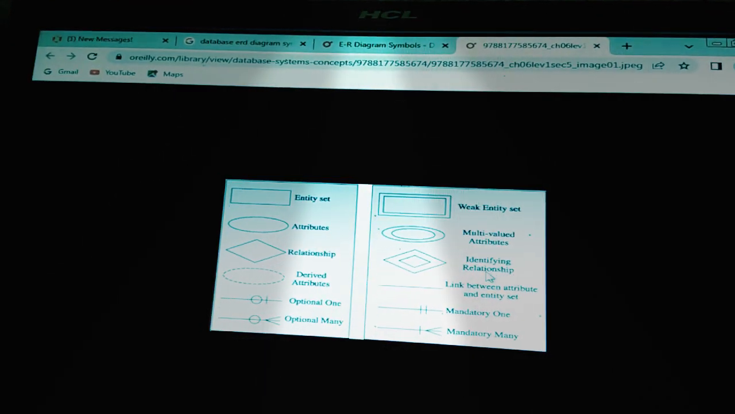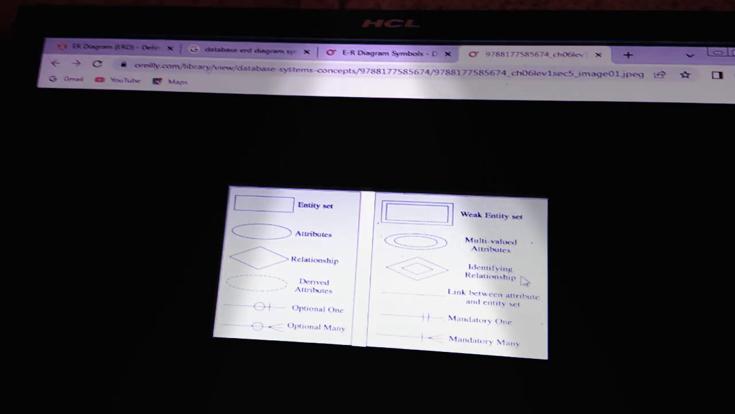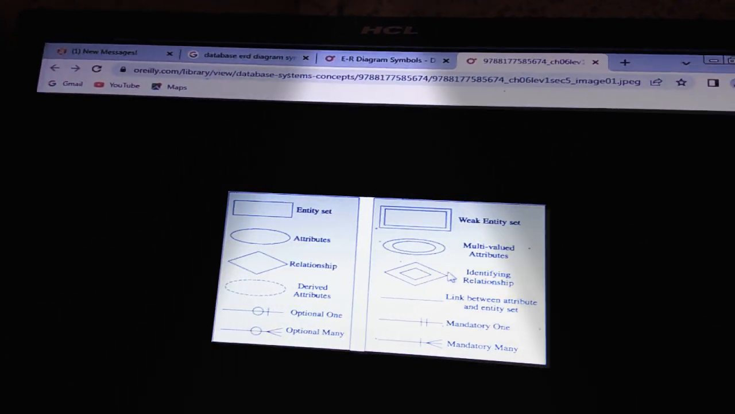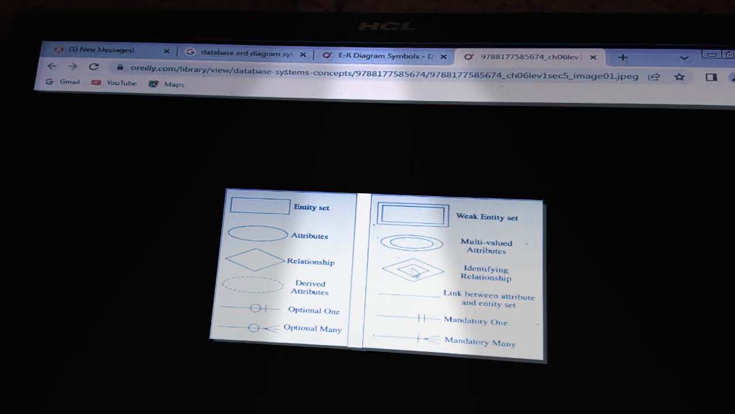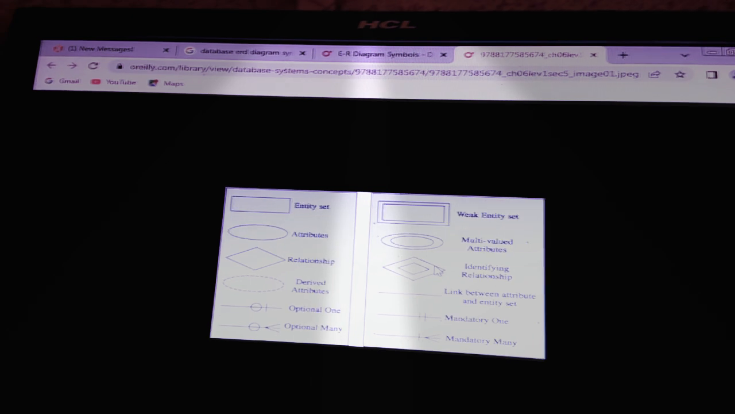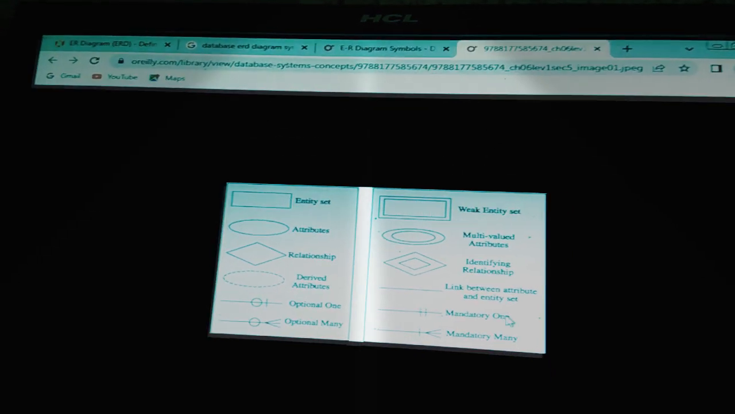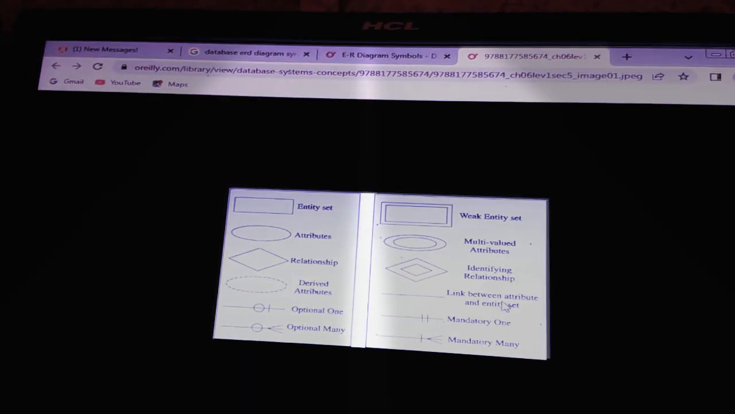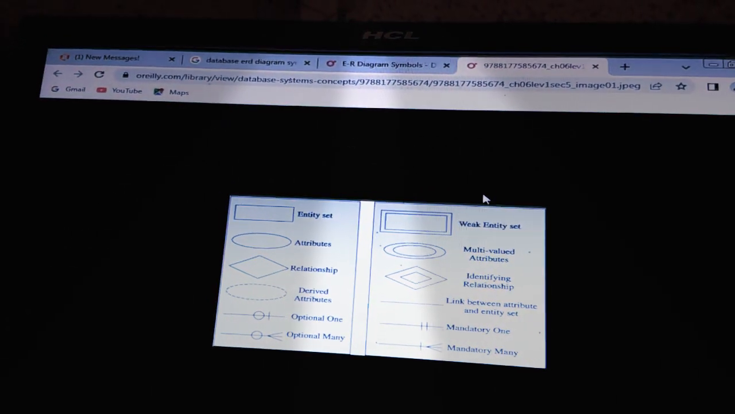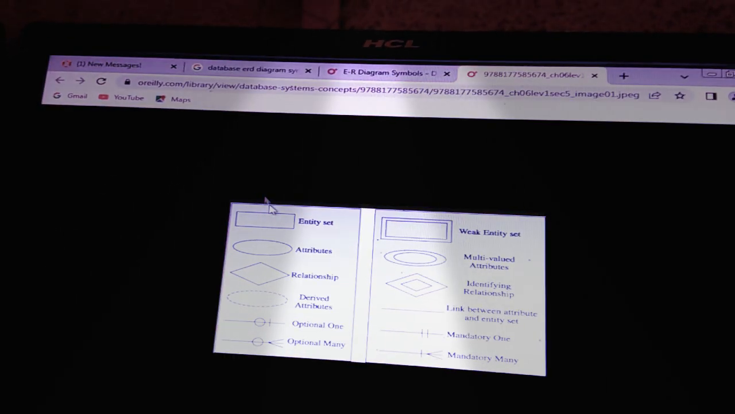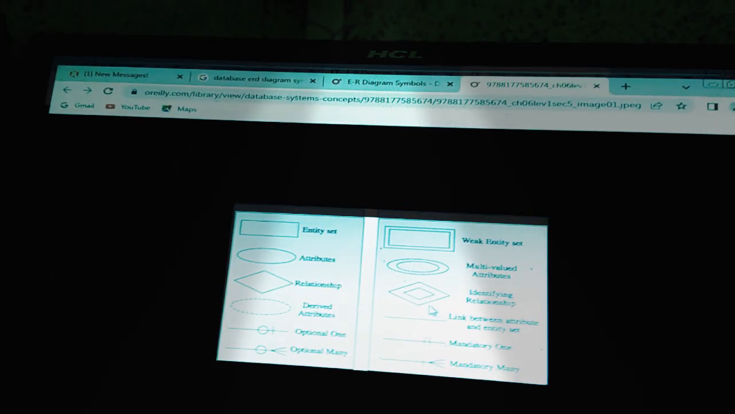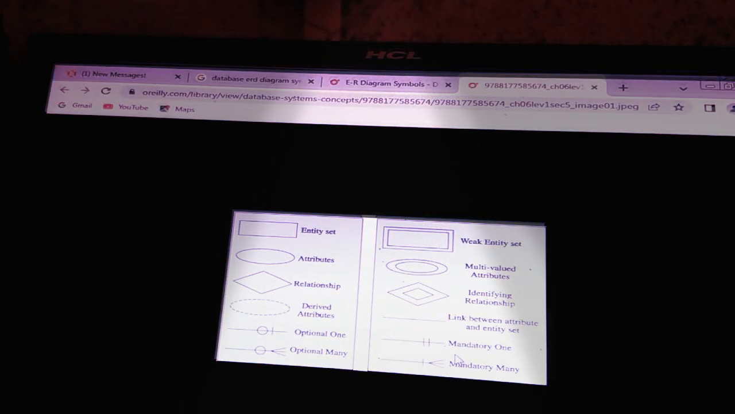Third is the identifying relationship. An identifying relationship uses a double diamond. Third is a line between an attribute and an entity set. The two entities are directly connected with a line between attributes. Okay. Thank you.